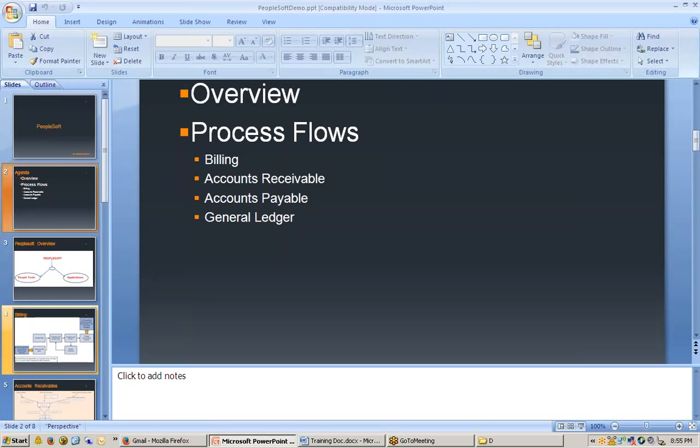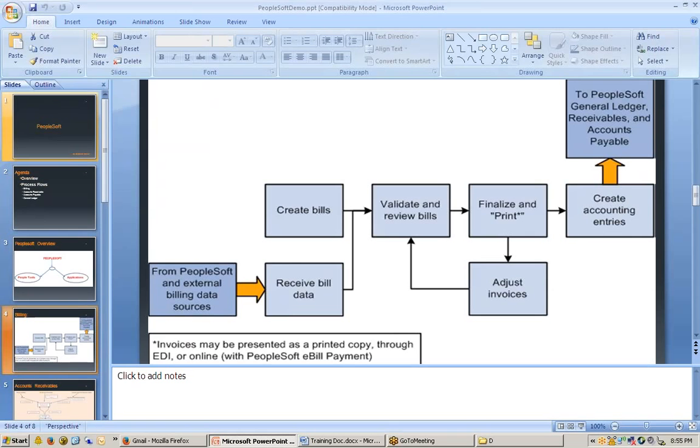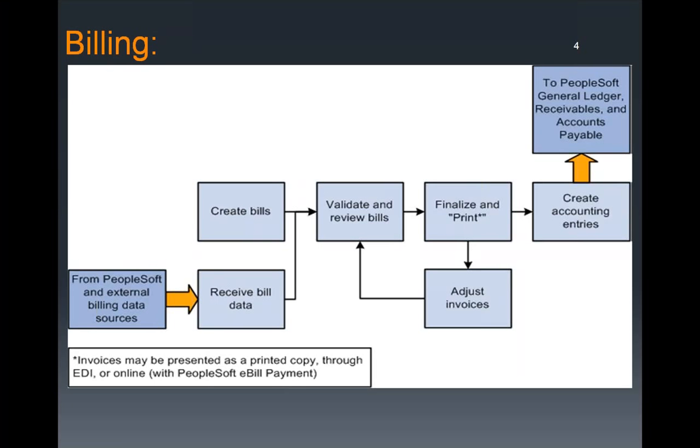What is going on in billing? What is going on in receivables? What is in payables? And what is general ledger? That's one. So this is a process flow for billing. Mainly what we are doing in billing is creating the bill and sending it to the customer. That's it. Nothing else will happen here.